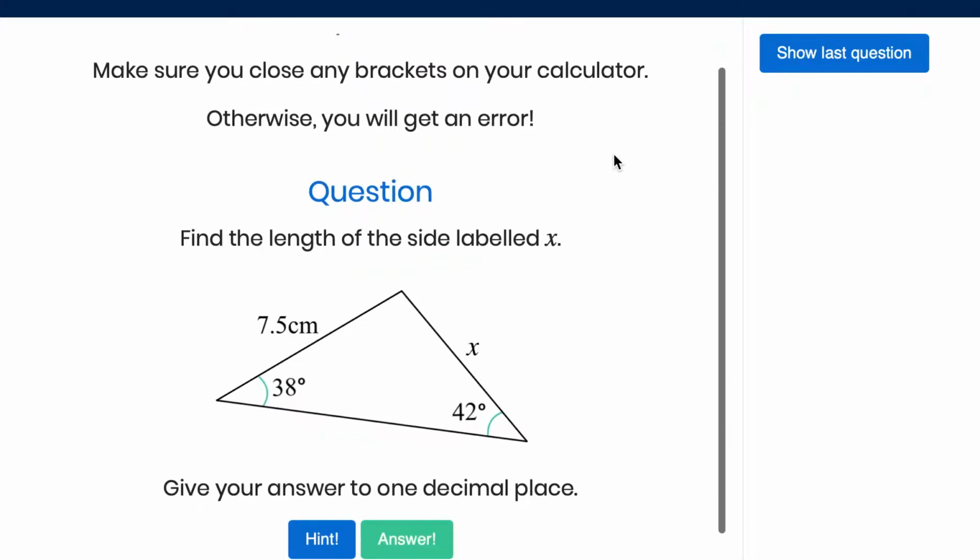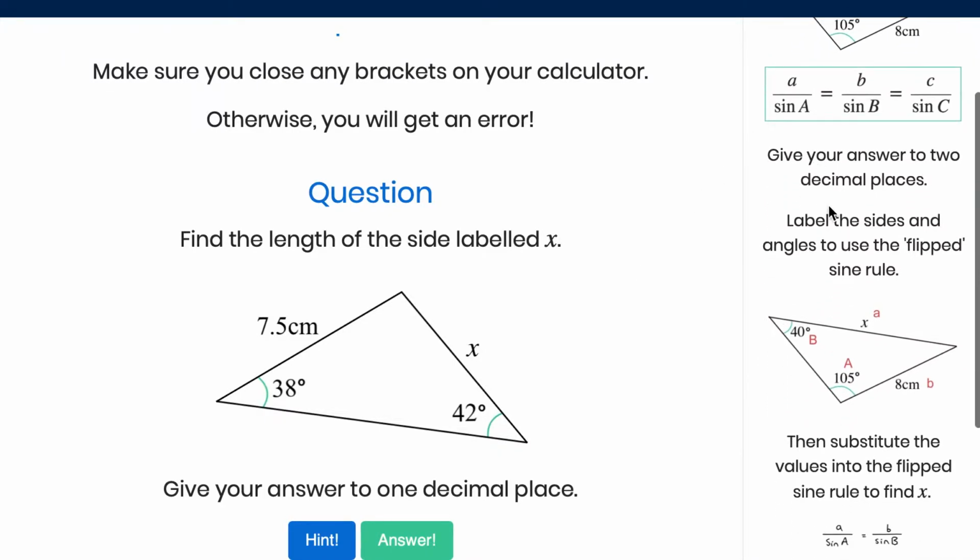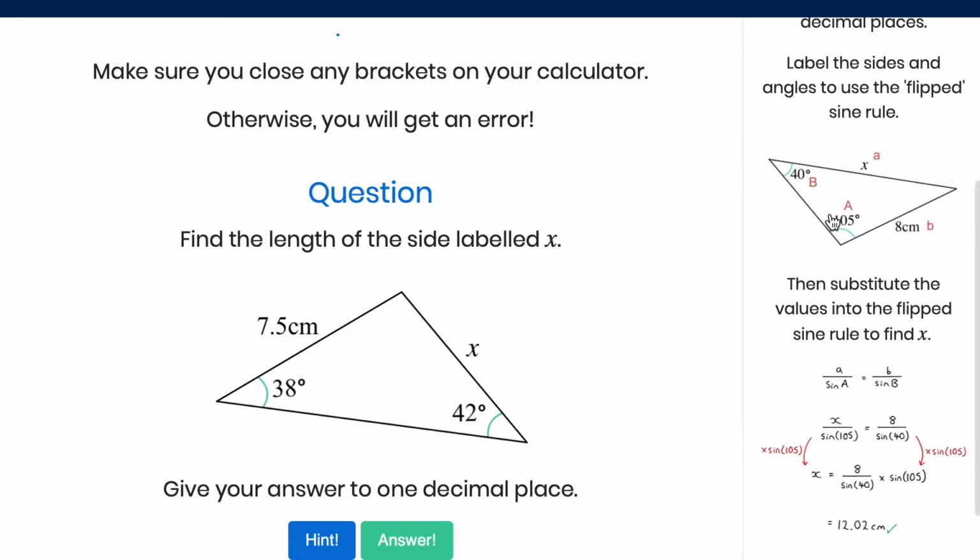Right, now it's your turn. Here is an example for you to practice. Find the length of the side labelled x, give your answer to 1 decimal place. Follow the method from the last question shown here on the right hand side. Pause the video and have a go.